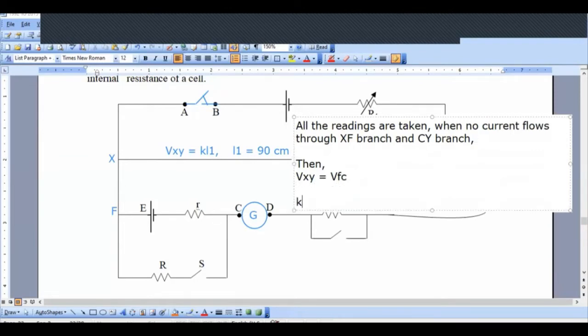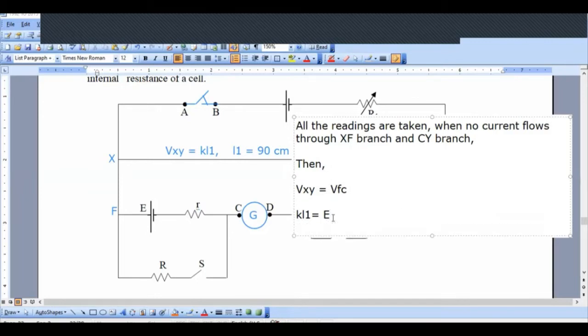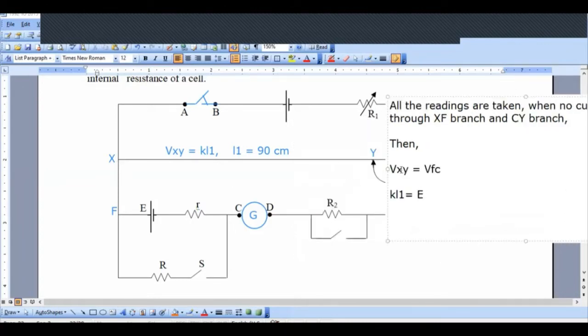VXY is given by the equation KL1. VFC is exactly capital E. The potential difference between F and C is capital E. Got it, dear? So this is our first equation. Complete it, dear. Then VXY should equal VFC. The potential difference between F and C is E because no current flows in this branch.